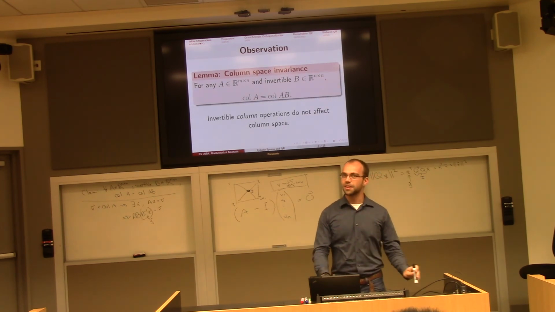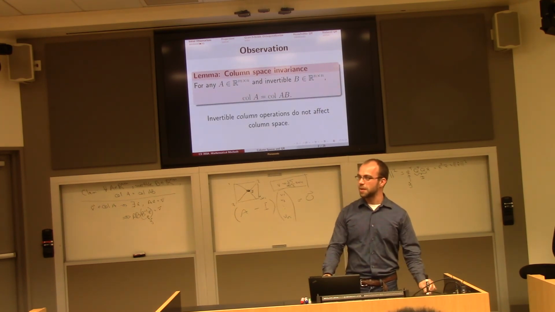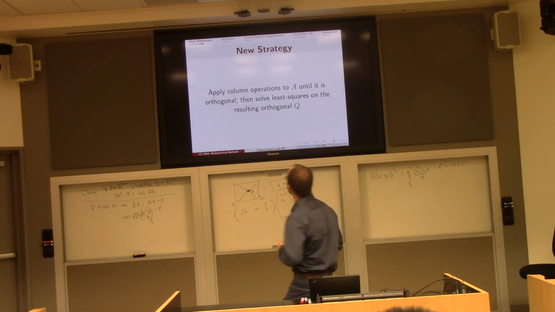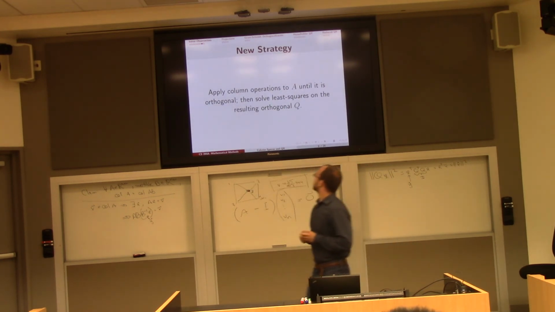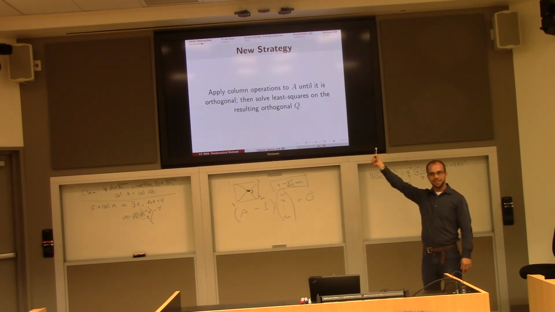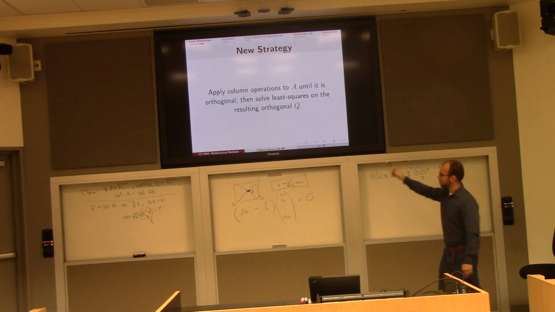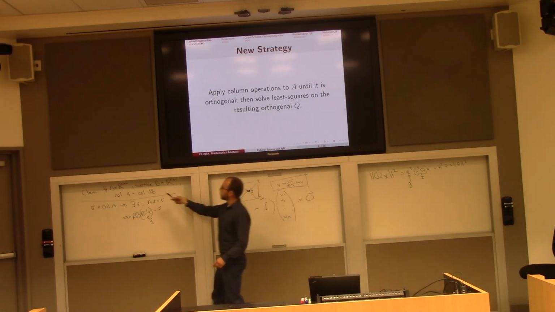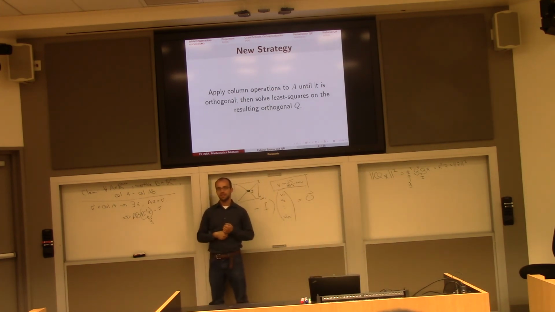Yeah? Now we're starting to figure out how we might be able to get to the space of orthogonal matrices. In particular, we have a new strategy, which is we're going to do column operations on A. Remember in Gaussian elimination we do row operations. Now we're going to do column operations on A, because by our lemma here we know that we haven't screwed up the column space. And remember that least squares is all about projecting onto the column space.